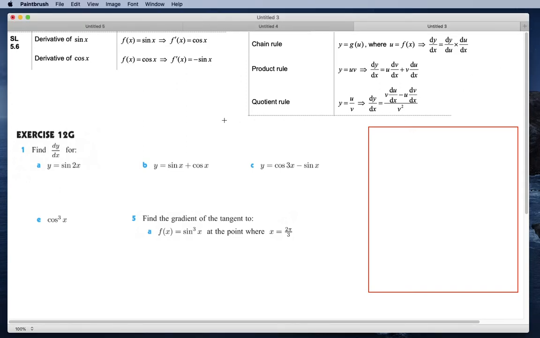All right, we're going to take a look at deriving sine and cosine. So if you look on your formula sheet, we have the derivative of sine x is cos x, and the derivative of cos x is negative sine x. So these two they have on the formula sheet. But of course, like exponentials and logarithms, there's a little trick to it. There is also a chain rule.